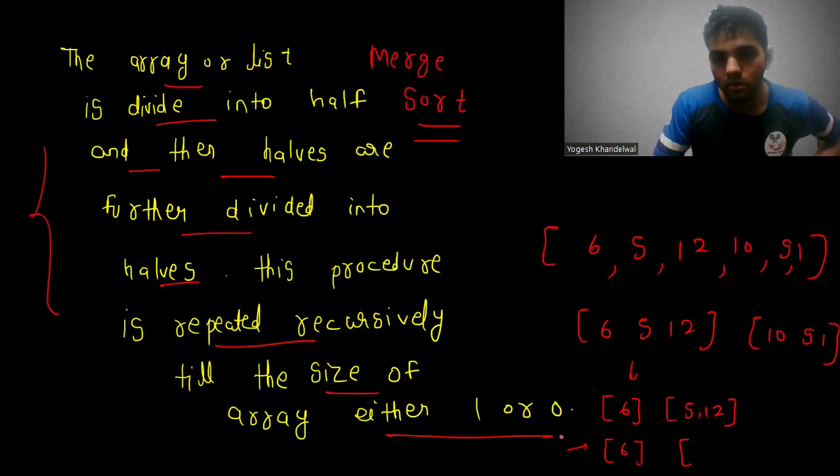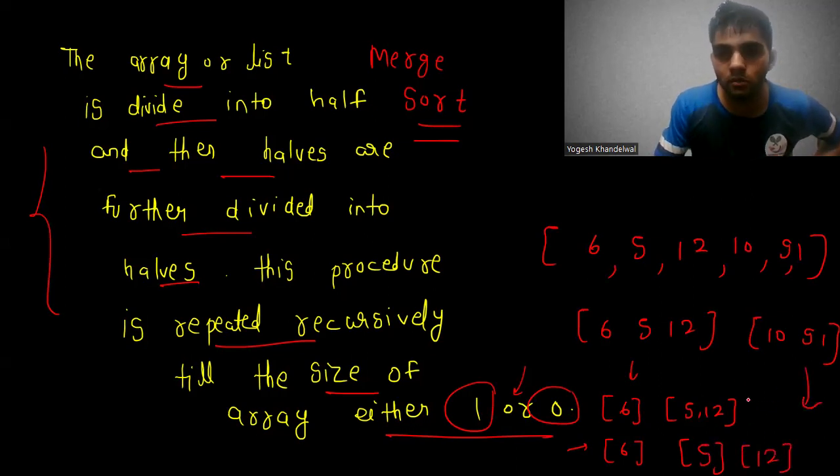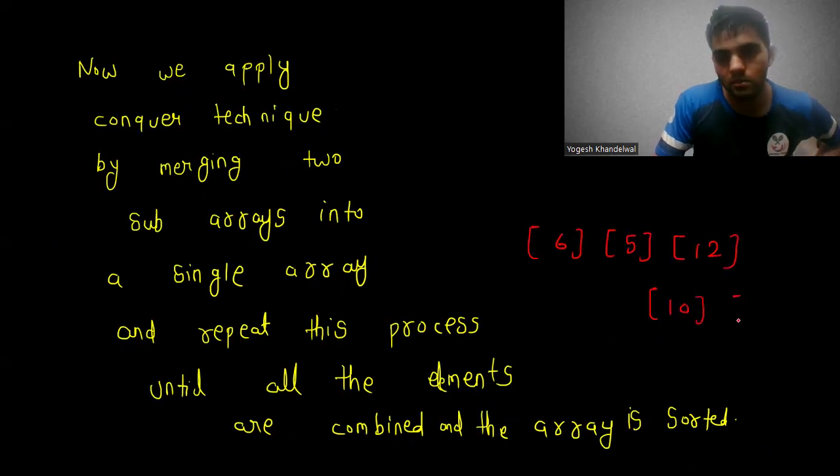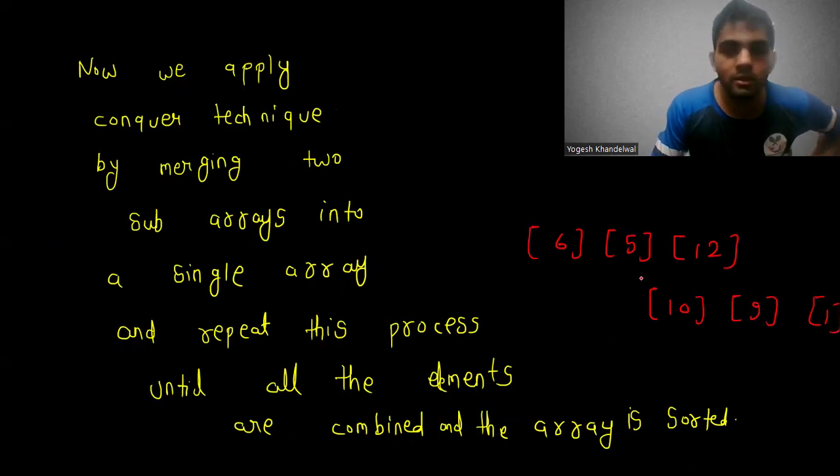So this is not further divided. We further divide till either the length of the array is 1 or 0. So this will further divide like this. In this way this is also divided. So finally we will get it like this. After division we will get all the single elements.